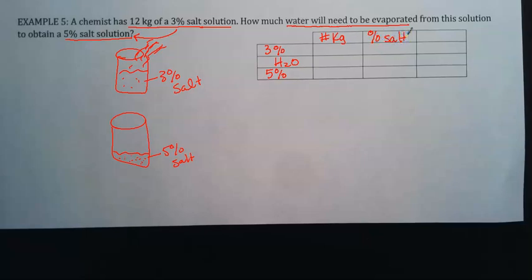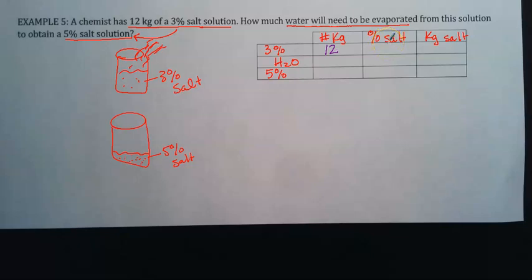So again, if I take the number of kilograms and multiply it by the percent salt, what's that going to get me over here? It's going to get me the kilograms of salt that I need, so I could weigh it out. That's going to give me my kilograms of salt. All right, so let's plug some numbers in. A chemist has 12 kilograms of a 3% salt solution. So we've got 12 kilograms, and we know it's 3% salt.